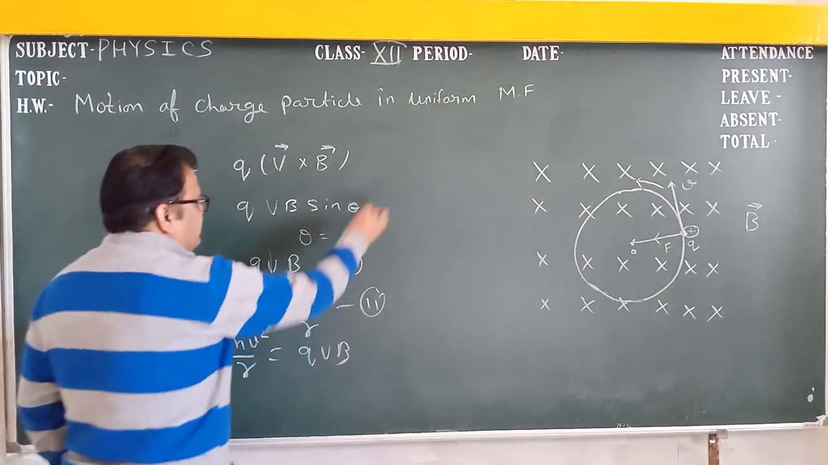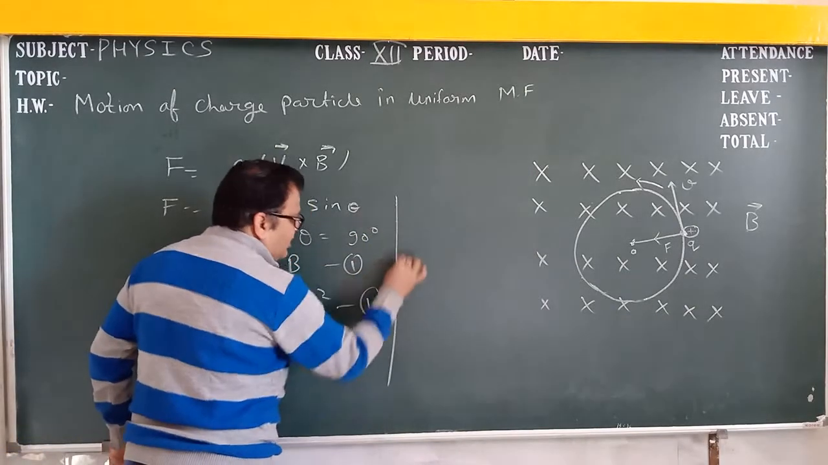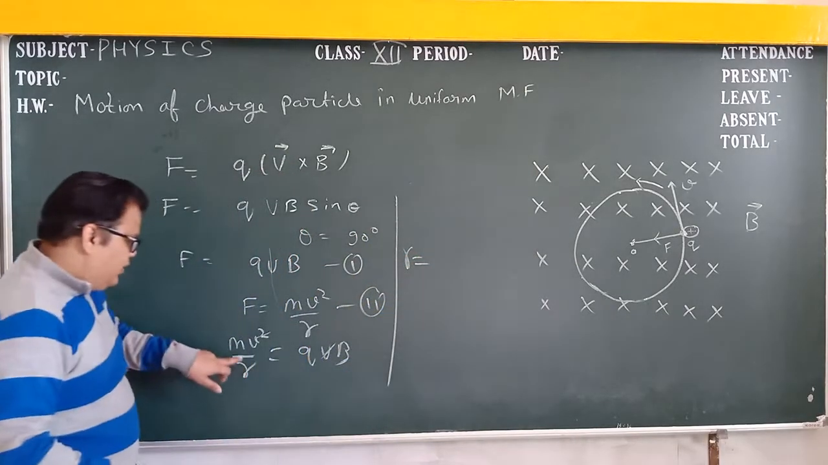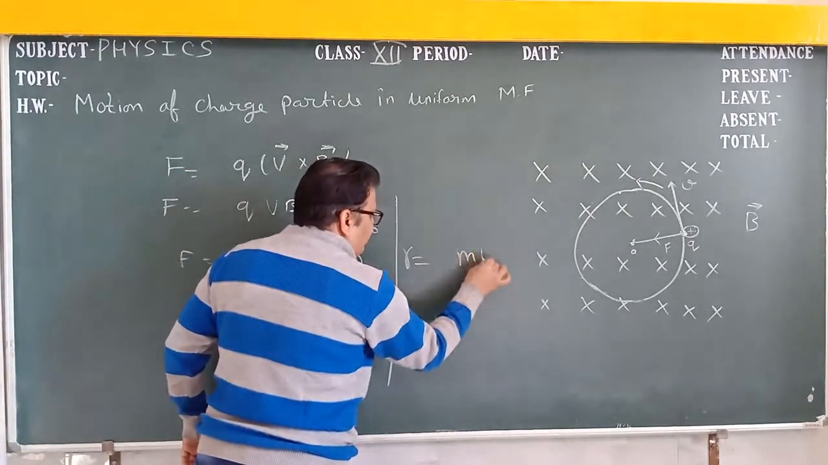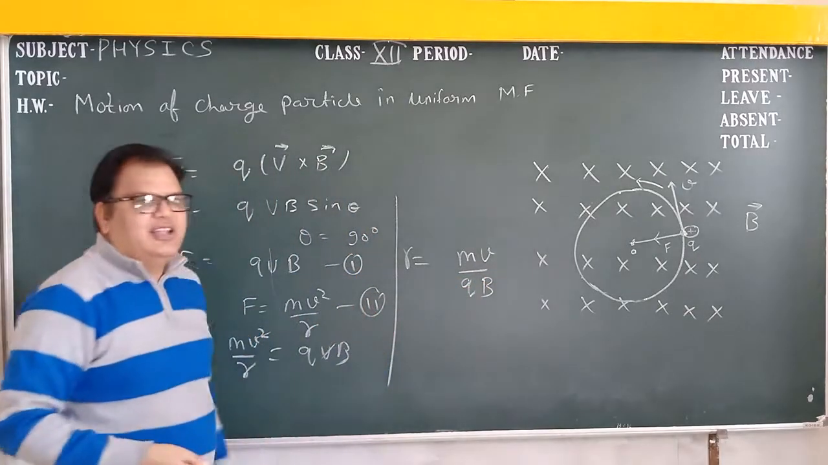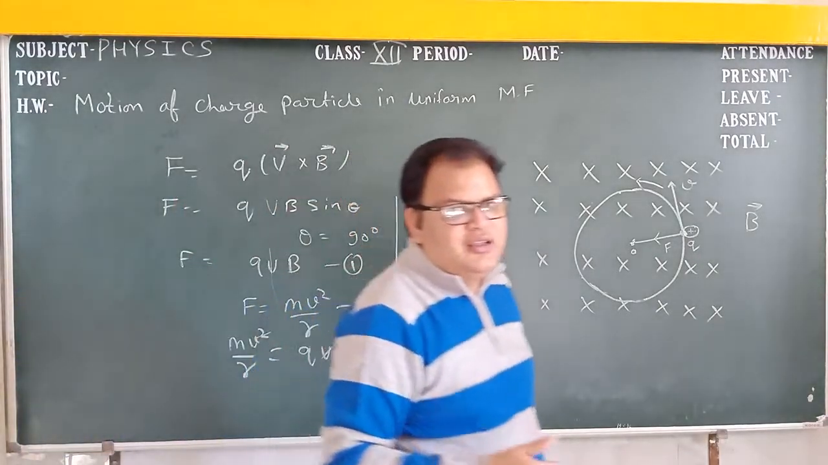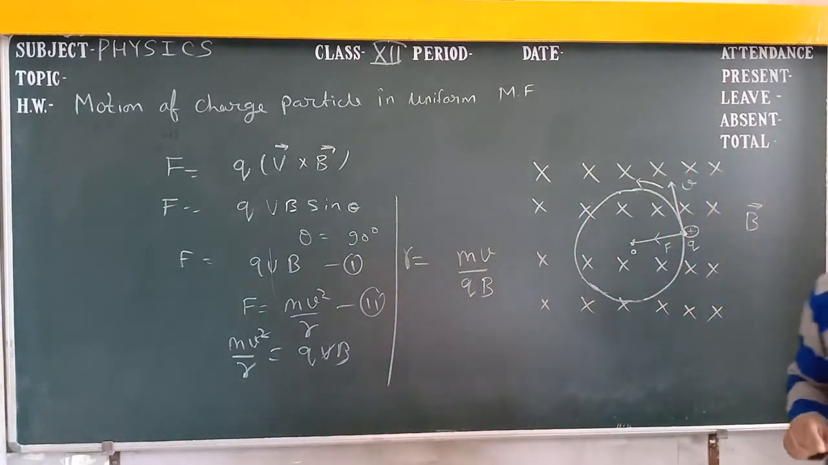So R equal to, just cancel V from both sides. R equal to m v upon Q B. From this we can find the radius of the circular path. Okay, this is the equation.